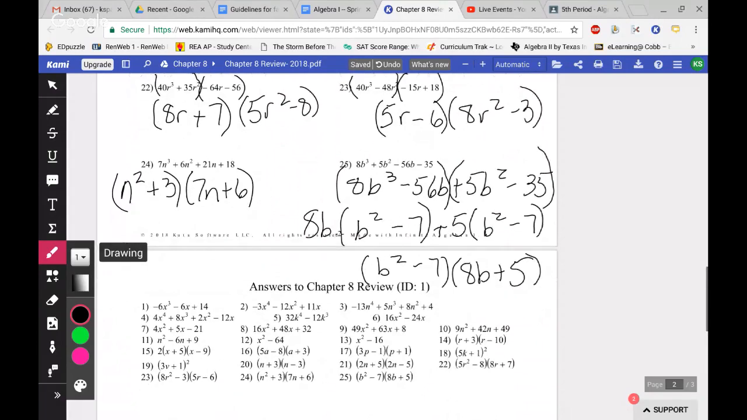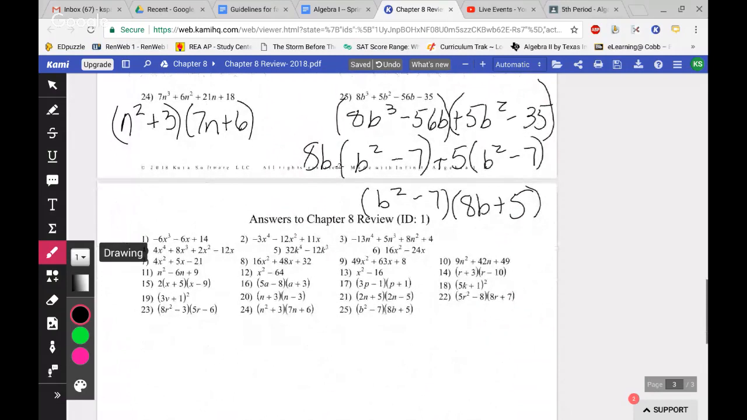And then if you want to check the rest of your worksheet, here are the answers. And I will post these also.